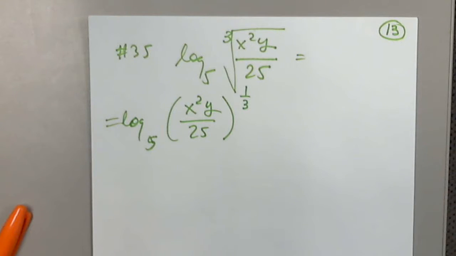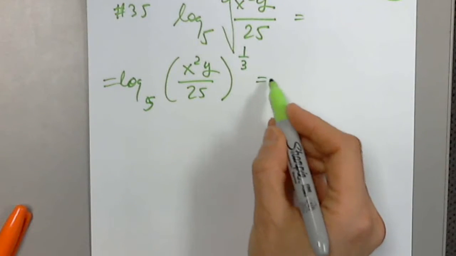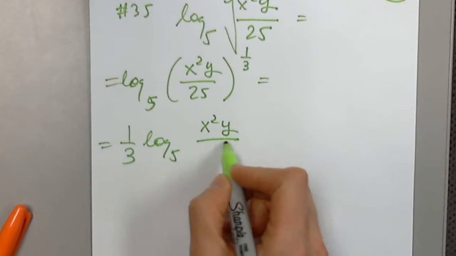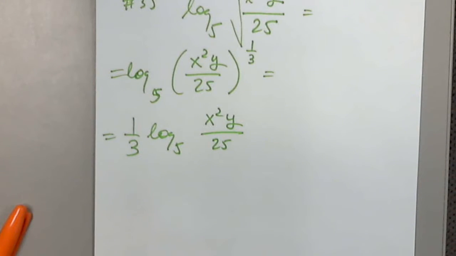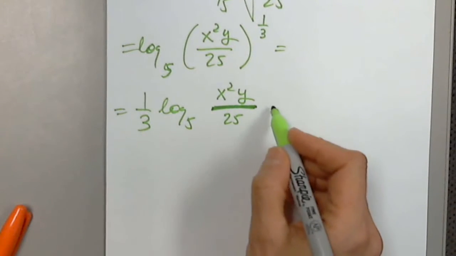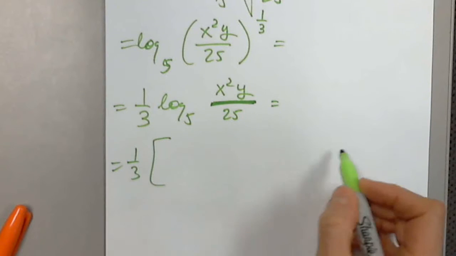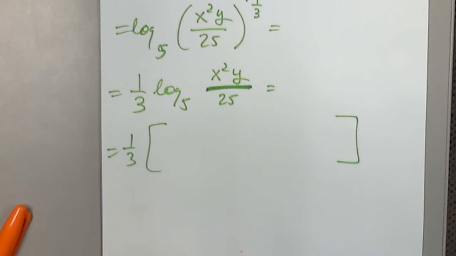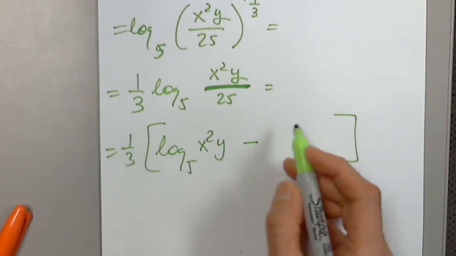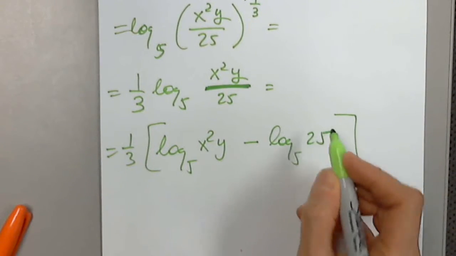That is my starting point. So I have to get rid of the power. Where does the power go? That's a factor. 1/3 log base 5 of x squared y over 25. Perfect. So for now, I'm done with the power rule. Next, I see log applied to a ratio. Minus. So I keep 1/3 outside. And what do I have in brackets? Log base 5 x squared y minus log base 5 25. Very good.